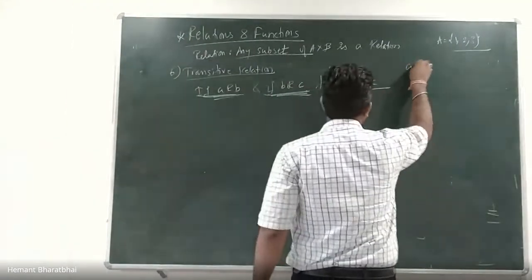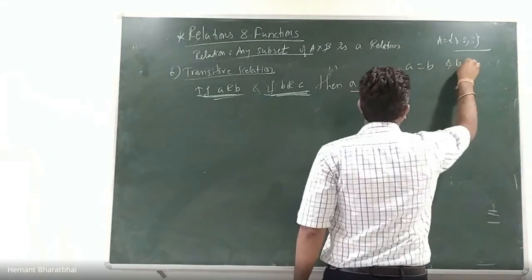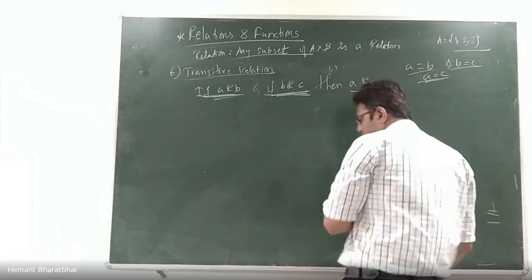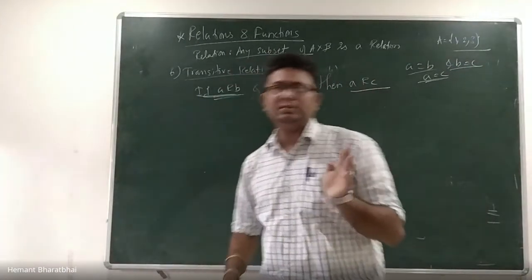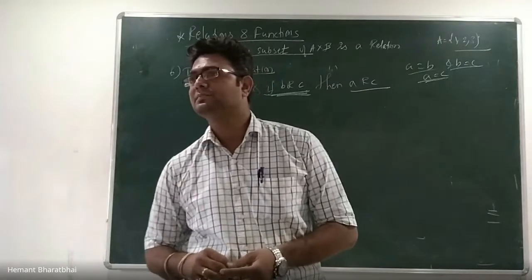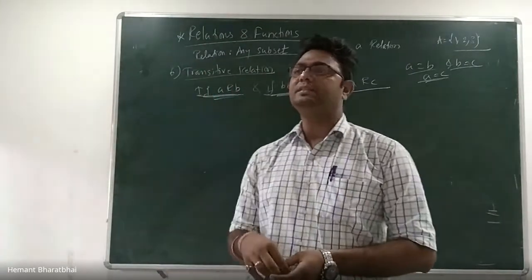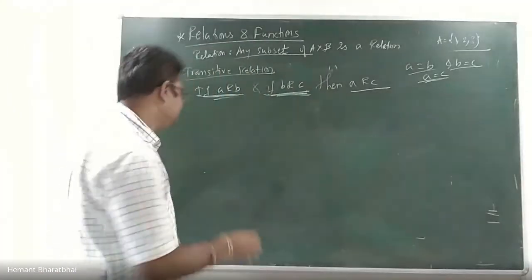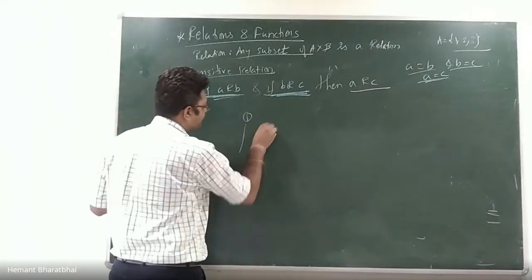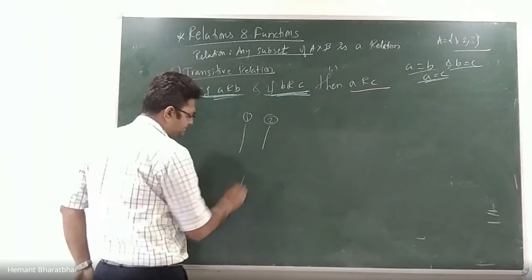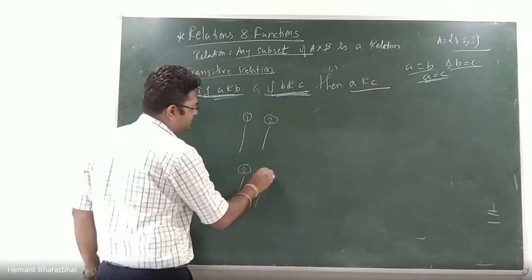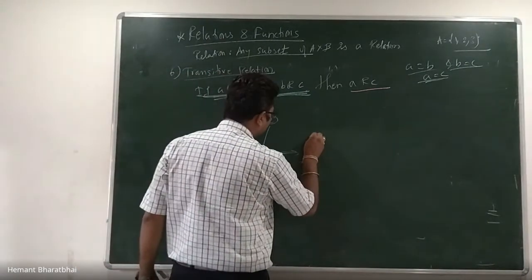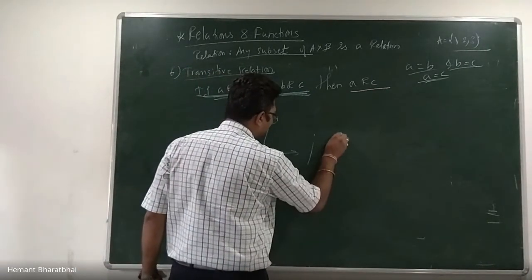Understand, if A is equal to B and if B is equal to C, then obviously A is equal to C. Right? Line 1 is parallel to line 2. Line 2 is parallel to line 3. Then obviously I can say line 1 is parallel to line 3.